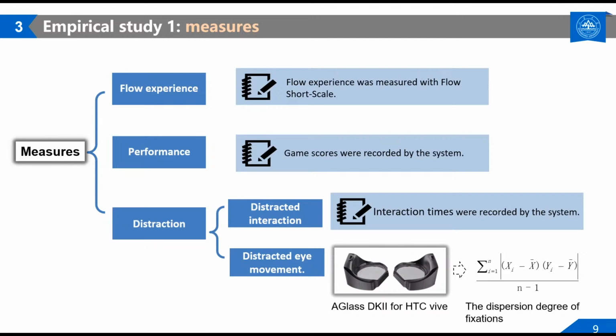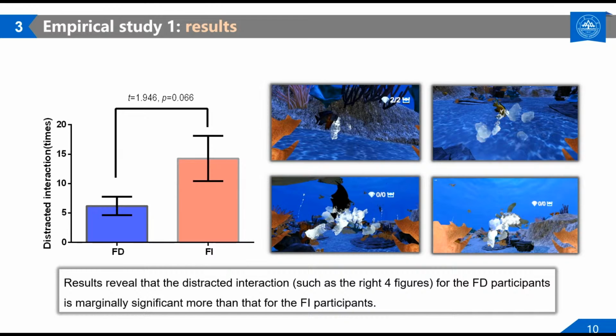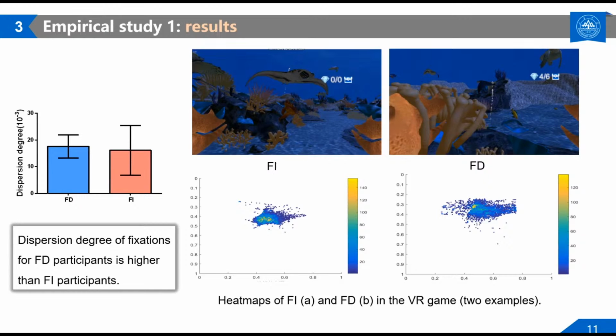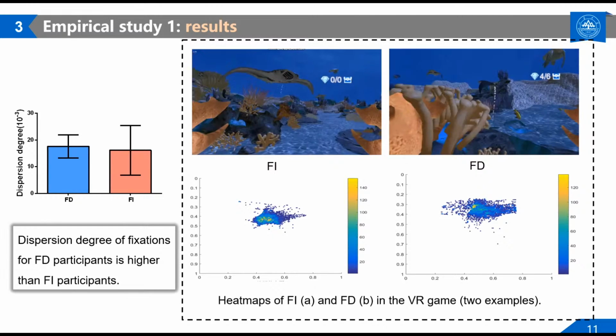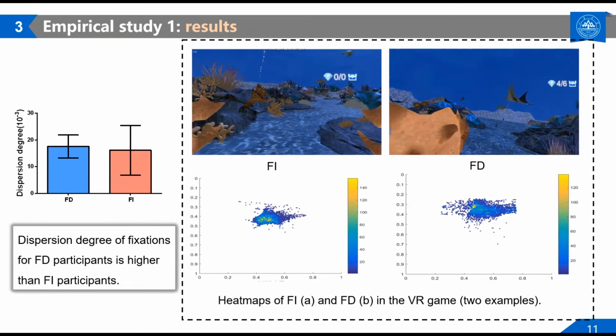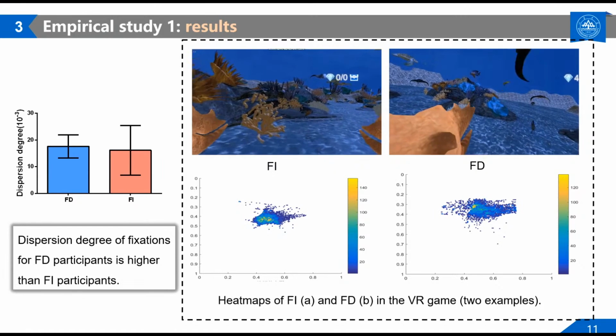To test the hypothesis, we did a series of independent sample t-tests. Results on distracted interaction revealed that the interaction times of FD participants was marginally significantly more than that of FI participants. Those shown in the pictures are 4 examples of distracted interactions. Moreover, the dispersion degree of fixations for FD participants was higher than FI participants. This difference can also be intuitively seen from the heat maps of 2 typical samples, as the videos and pictures shown in the slides.